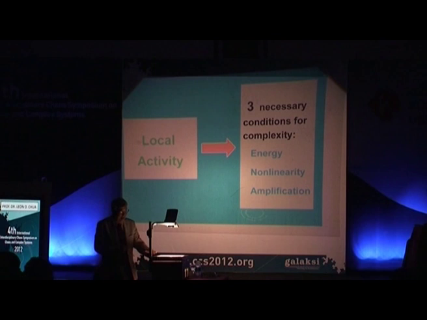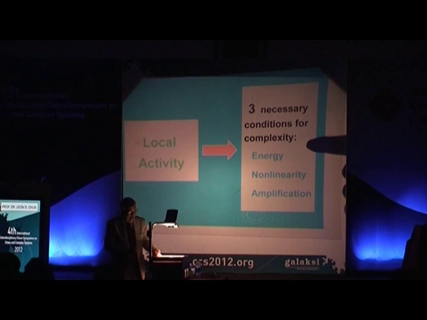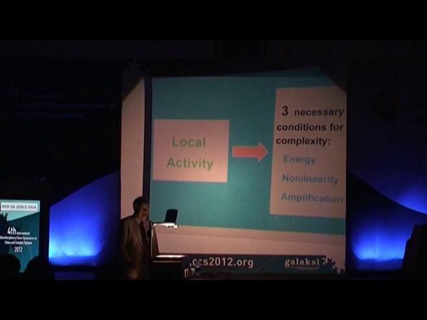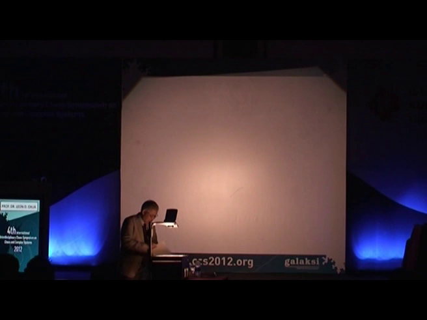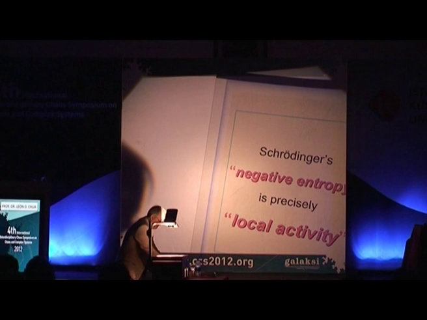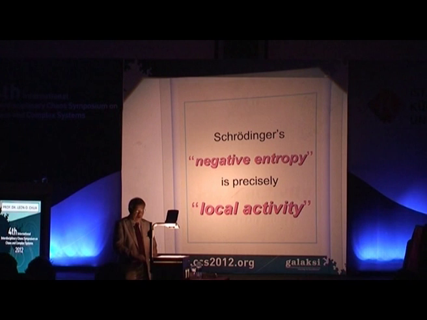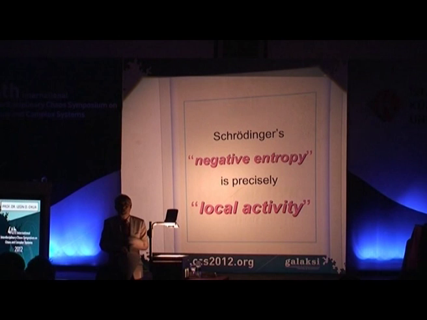So they are all correct, except that it's only necessary. It doesn't go the other way. You can have all of these three, as I show you, and yet it is not locally active. And if it is not locally active, there is no complexity. There will be no patterns. And as I say, and I will develop the theory later on today, Schrodinger's negative entropy is precisely local activity, and entropy chaos is just a special case of local activity.